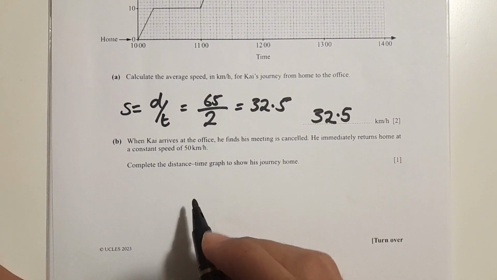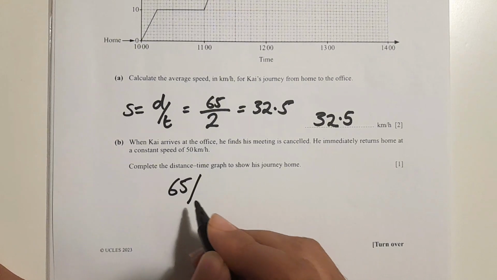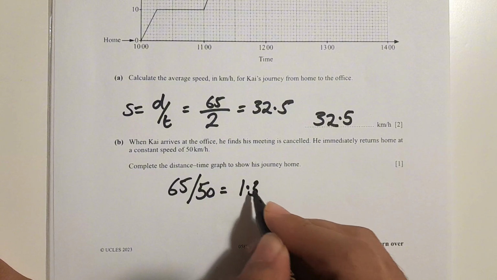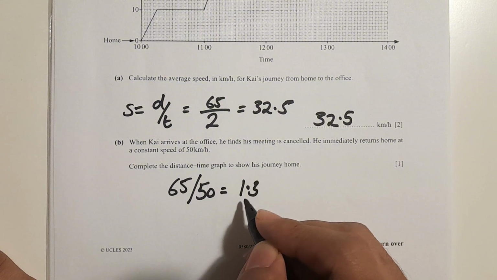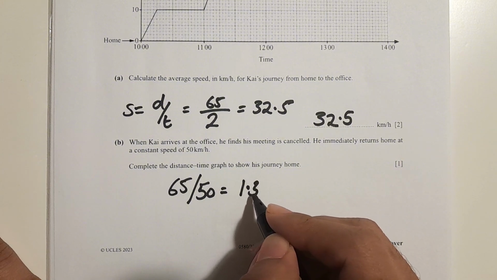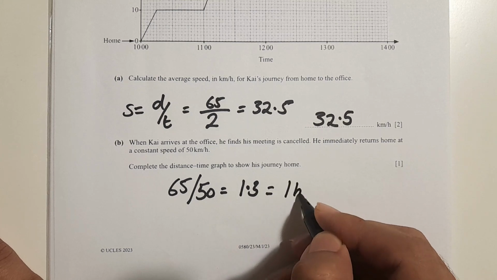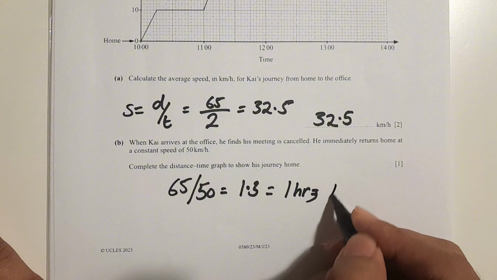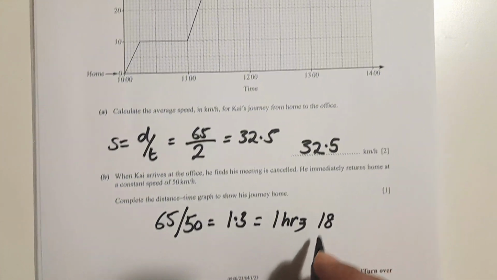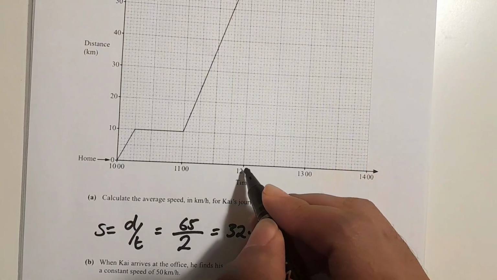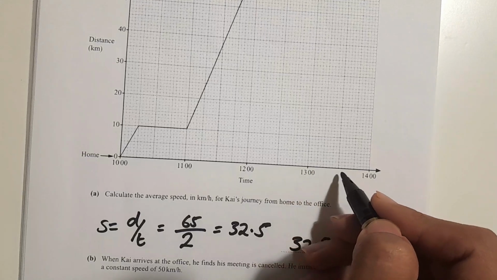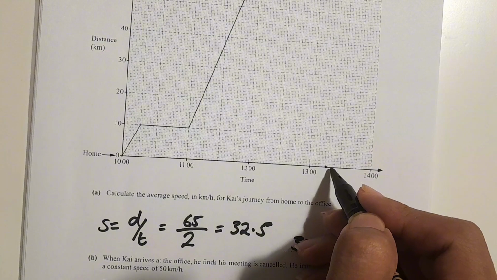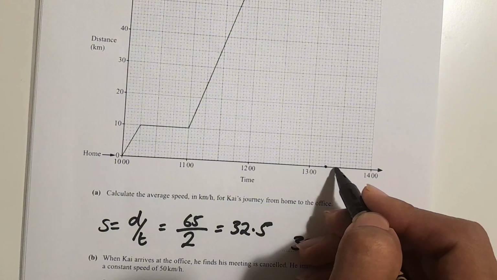So how much time will it take? 65 divided by 50 is 1.3 hours. That is 1 hour and 0.3 hours. So 1 hour, and we will multiply 0.3 by 60, which is 18 minutes. So from 12 it will be till 13, and 13 plus 18 minutes.